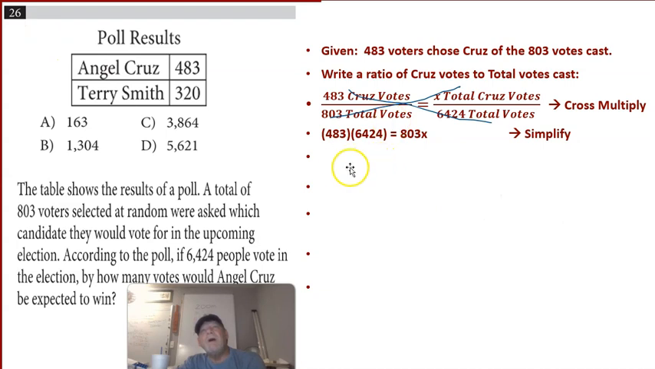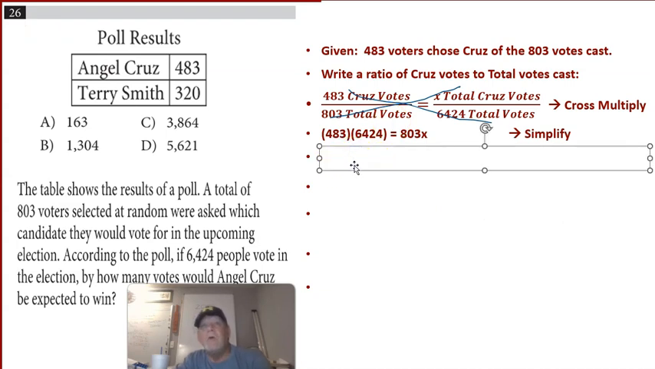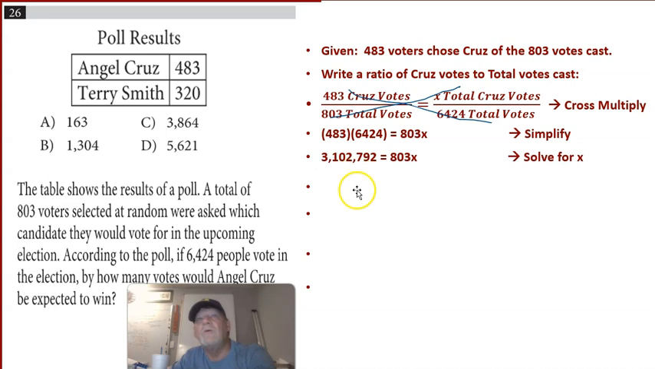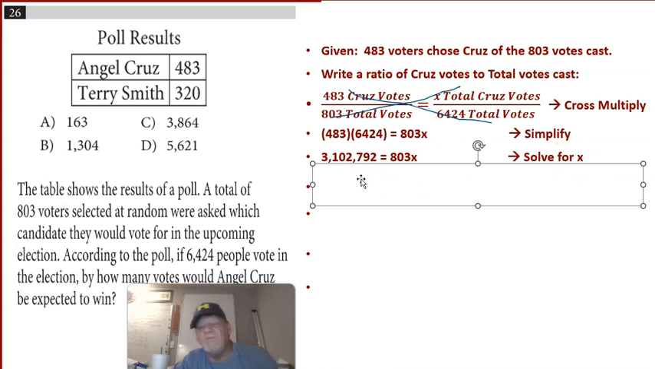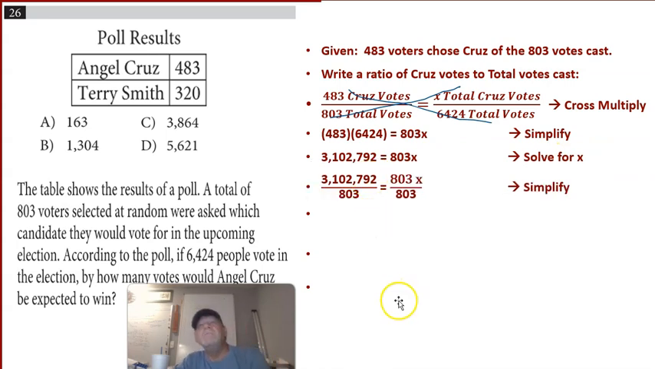Now we're going to simplify this by using a calculator and multiplying the 483 times the 6,424. And I get 3,102,792, and that equals 803x. Now we're going to solve for x by using inverse operations. So we use what's called the division property of equality to divide both sides by 803 and simplify that. You notice that 803 over 803 will be 1, and 1 times x is x. So this becomes a calculator problem as well.